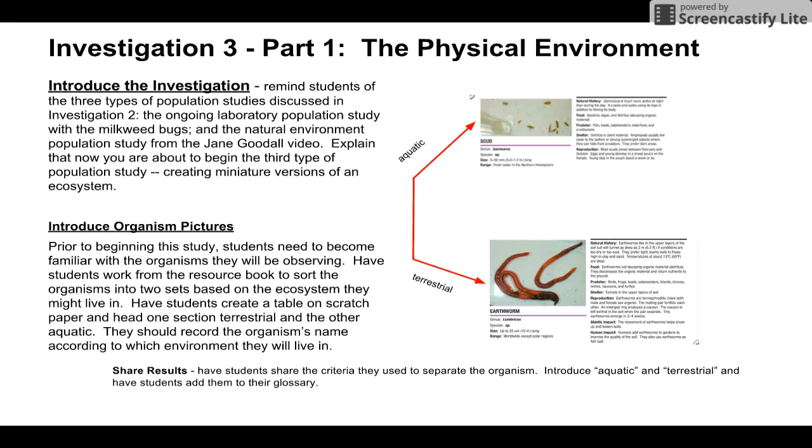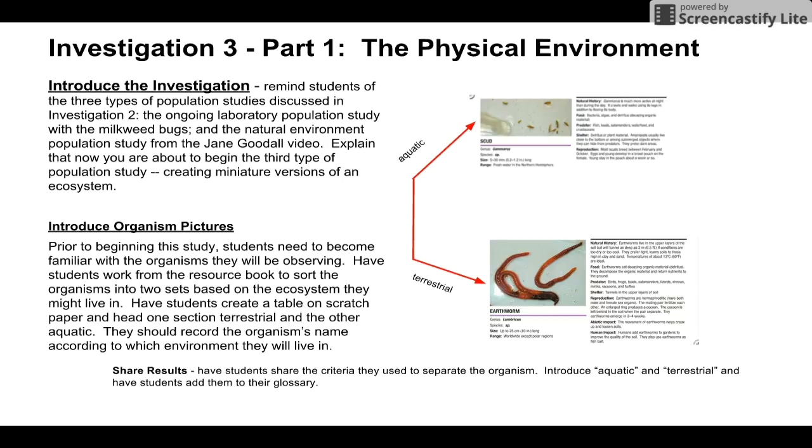Investigation 3, Part 1, the physical environment. This introduces the investigation, but prior to that, remind students of the 3 types of population studies discussed in Investigation 1: Investigation 2, the ongoing laboratory population study with the milkweed bugs, and the natural environment population study from the Jane Goodall video. Explain that now you're going to begin the 3rd type of population study, creating miniature versions of an ecosystem.